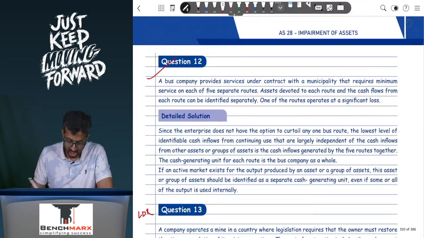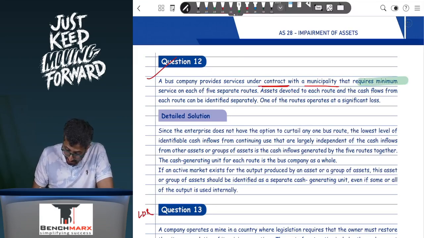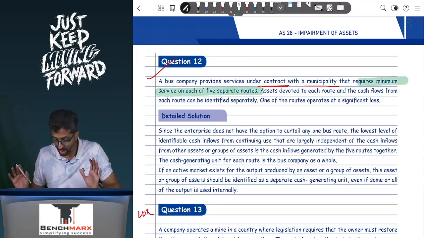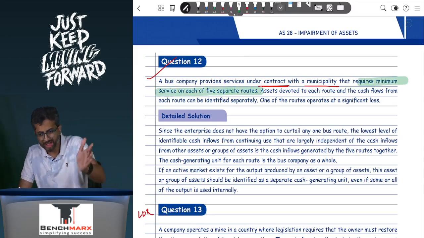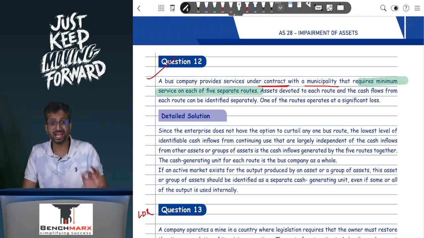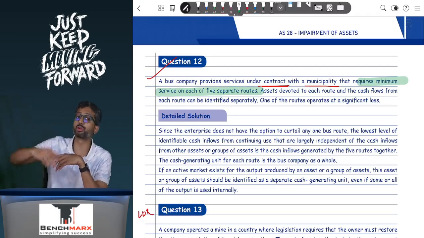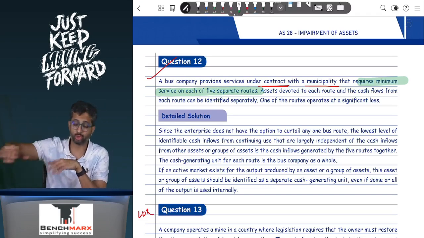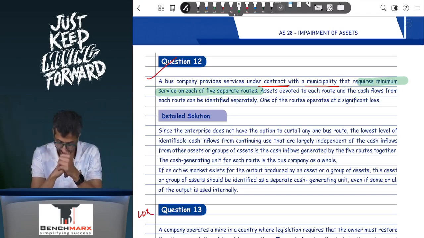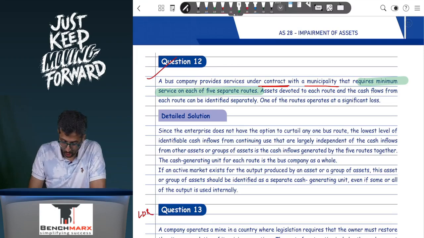This is interesting. A bus company provides services under contract with a municipality that requires, this is an important sentence, minimum service on each of the 5 separate routes. So there may be 5 buses which are operating on each of the 5 routes. But there is a minimum service requirement. I can't just operate on 4 routes and skip the 5th route. I have to operate on all the 5 or none of them. Assets devoted to each route and the cash flows from each route can be identified separately.